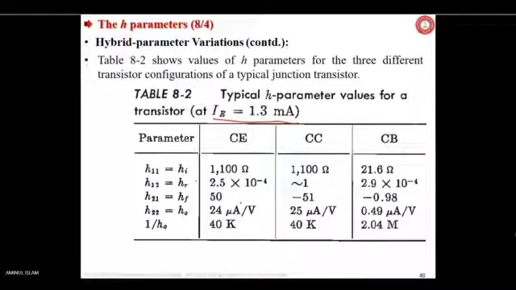Pratham? Sorry, input resistance. Input resistance. Its value for HIE is written as 1100 ohm. Same for HIC, for collector configuration, it is also the same ohm. Okay, and HIB for common base configuration is 21.6 ohm.